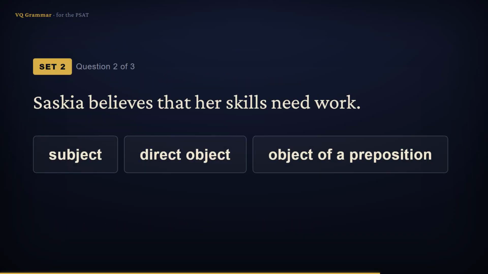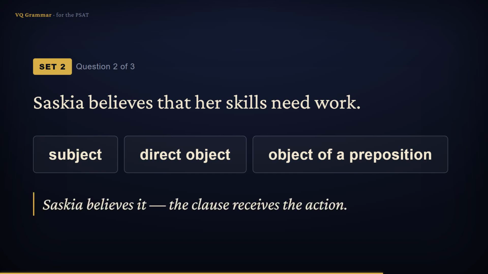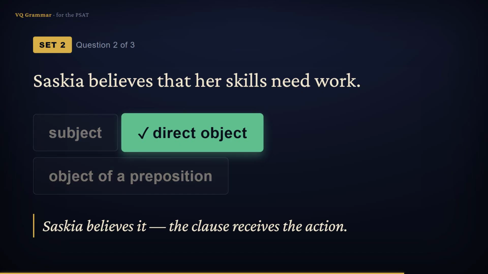Saskia believes that her skills need work. The clause is that her skills need work. Saskia believes what? That clause. Swap it. Saskia believes it. It receives the action of believes, so the answer is direct object.